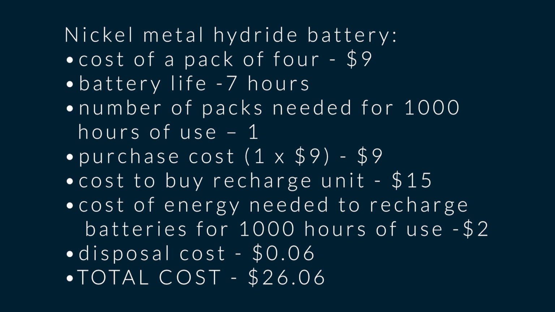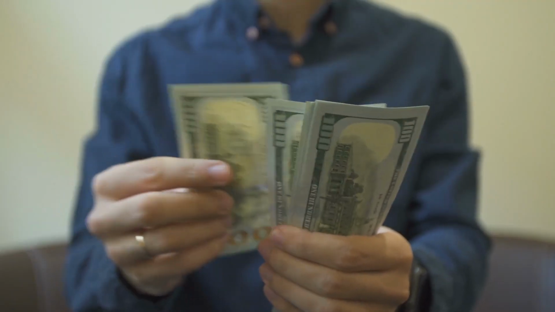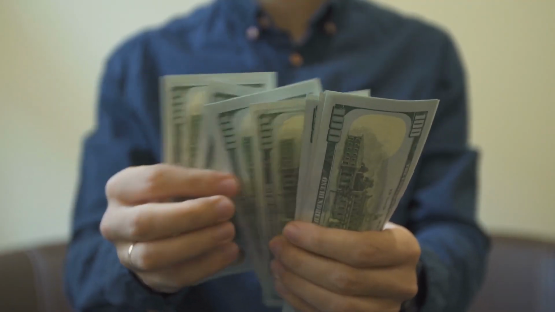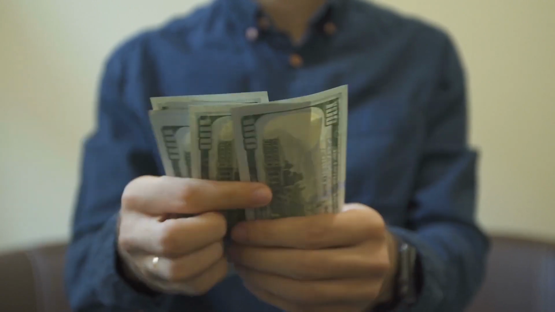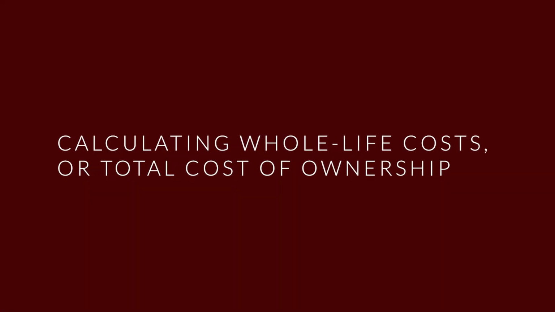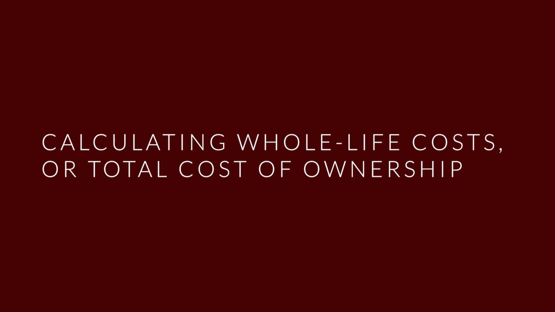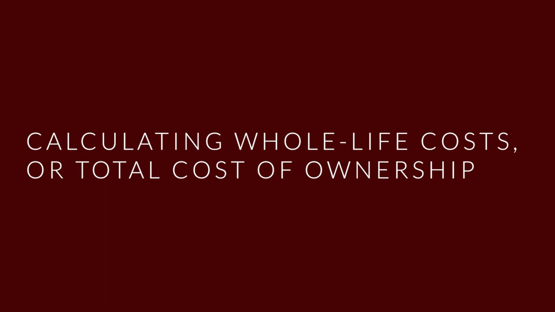So $26.06. Now if you look at that, you quickly realize that when you just thought you were going to spend $9 in buying the battery, the truth is, yes, you spent $9, but the entire life cost of that battery is going to be $26. So there are these other costs that you're not factoring in if you just focus on the price. So that's the thing here. And with that, let's move on and talk about calculating whole life cost or total cost of ownership.